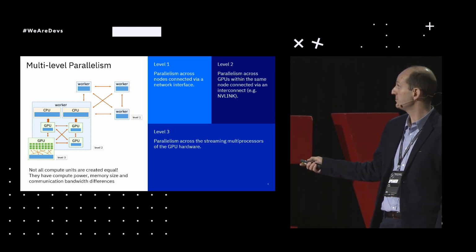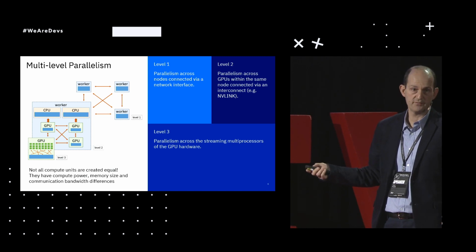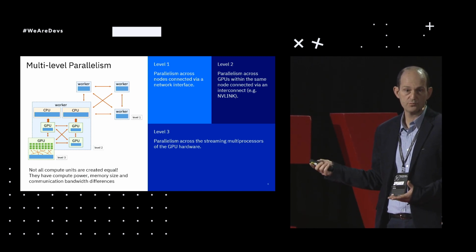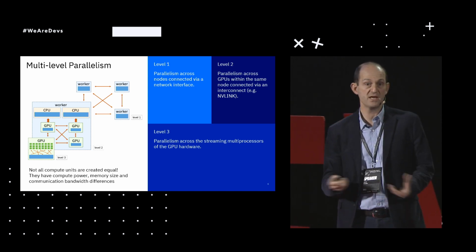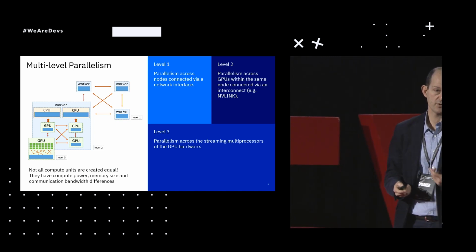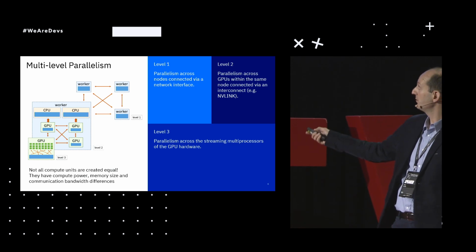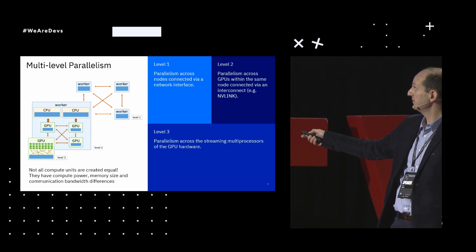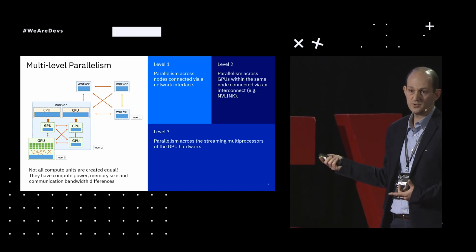For example, comparing the GPU with a core of the CPU, we have different compute powers. They have different memory sizes. The biggest memory size on a GPU today is 32 gigabytes, whereas we have terabytes when we go to this level, to the server level. We have different bandwidths of communication.